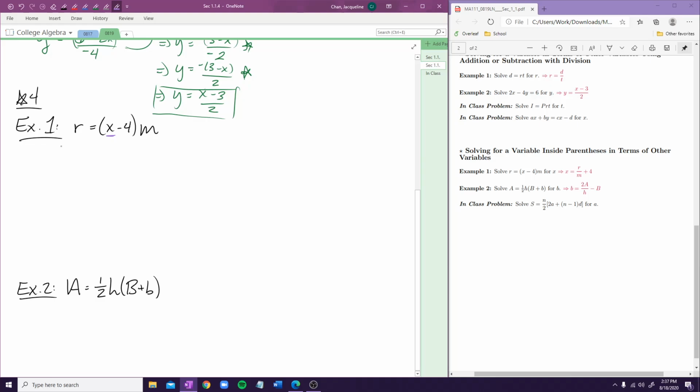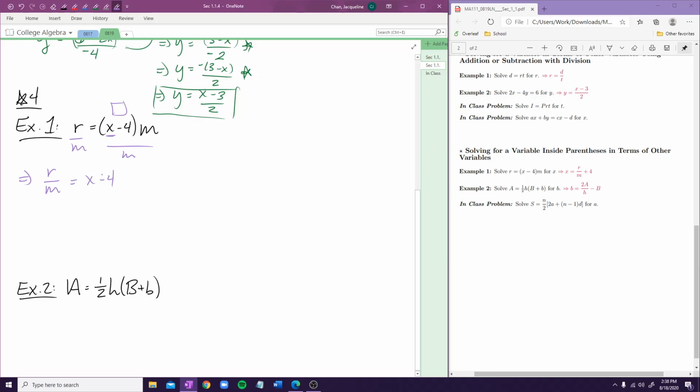So what do we do first? I notice some people might say distribute the m. Right? You're not wrong, but how about let's take it kind of like just less work. Okay, since this is a whole group, you can imagine it's just like a box, right? A box times m. We want to get this box by itself. So what are we going to do? We're going to divide both sides by m. And when we do that, we get r over m, and then this is equal to x minus 4.